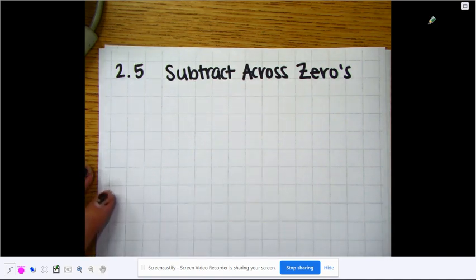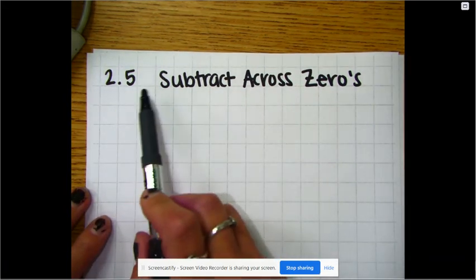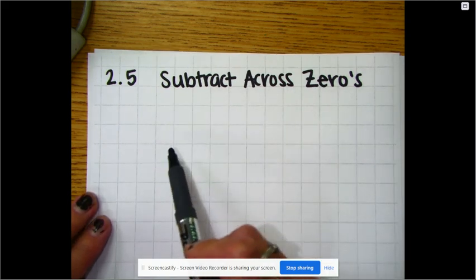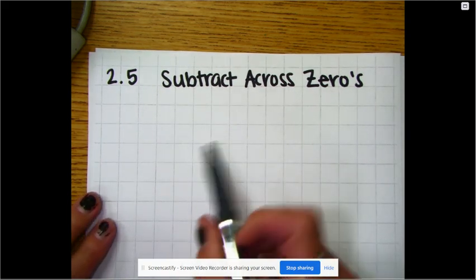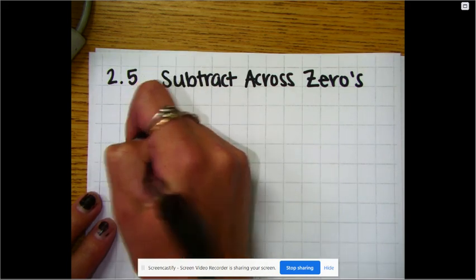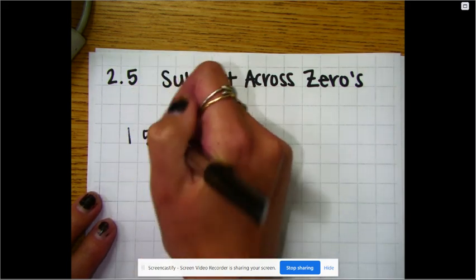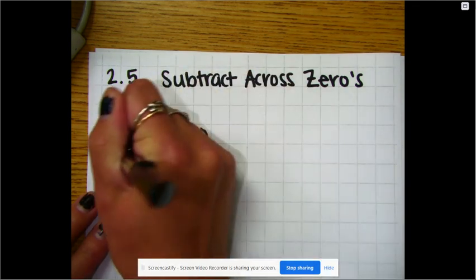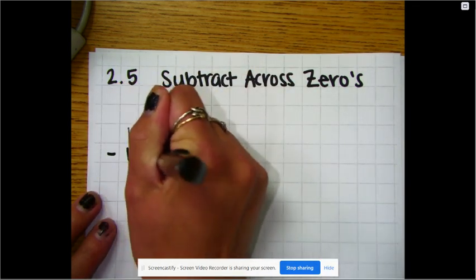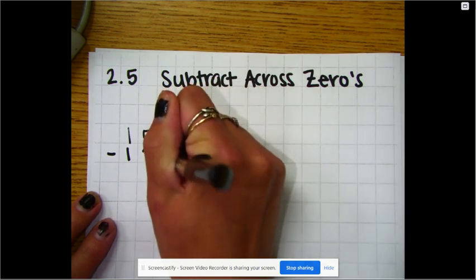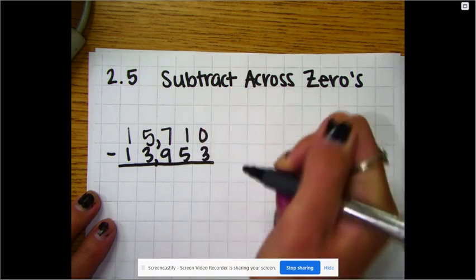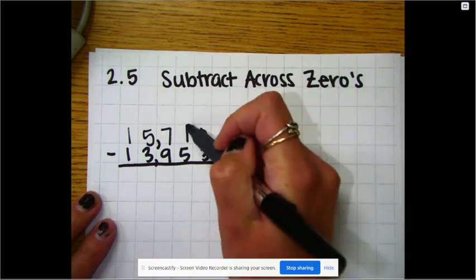All right, today we are doing lesson 2.5, subtract across zeros. So I'm going to give two problems that show how we are going to subtract across zeros. The first one is a pretty simplistic one. We're going to do 15,710 take away 13,953. Now, it's very important that when we are subtracting, we line our digits up in the right place value.